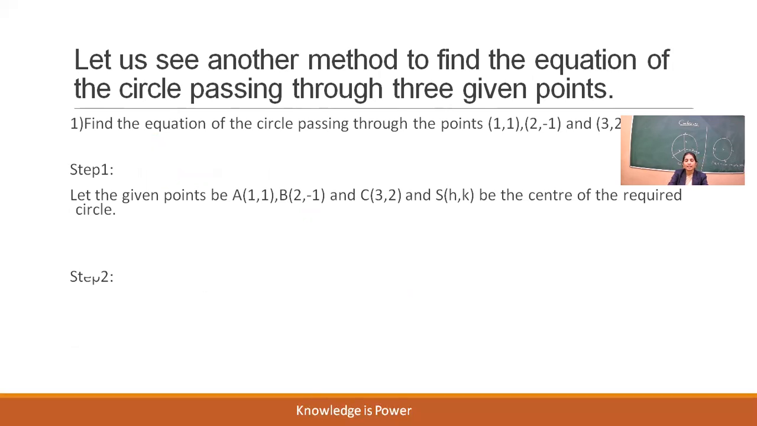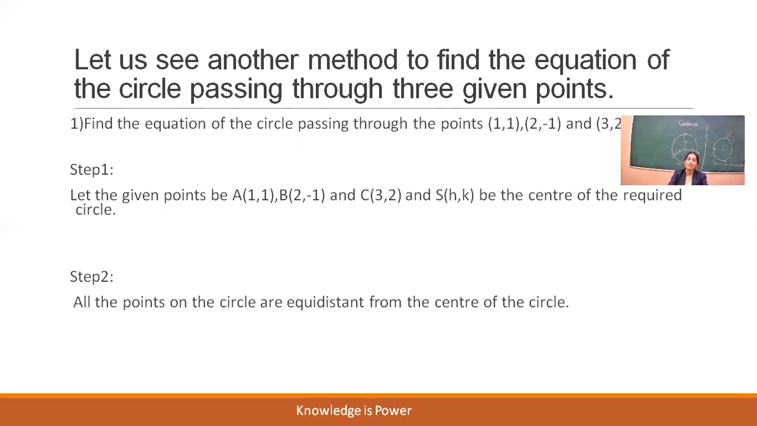When S is the center and A is a point on the circle, SA will become the radius. As B is also a point on the circle, SB will also be the radius. Similarly, SC will also be the radius. So SA, SB, SC, all these 3 distances are equal, and they are equal to the radius of the circle. Therefore, SA is equal to SB is equal to SC. From which we'll get SA is equal to SB and SA is equal to SC.